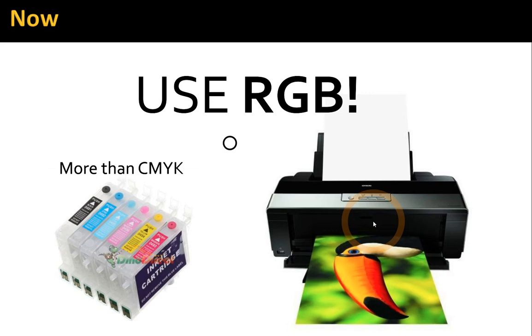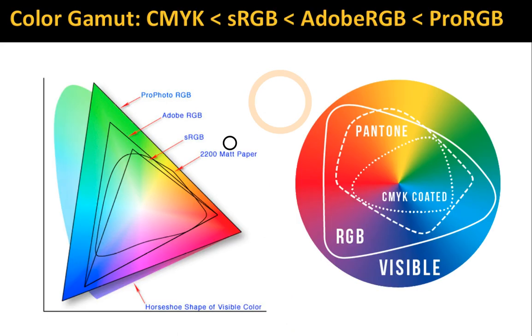Now, this is something else that's really important about what's happening in the print industry, and that is you'll notice a lot of printers come with more than just cyan, magenta, yellow, and black. This one has a magenta, but it also has a light magenta and a light cyan, and that means that this is called a wide gamut printer. It means that it uses more colors than CMYK. So what it means for you as a designer is that you always want to use the RGB color mode, and you'll see why here in a little bit.